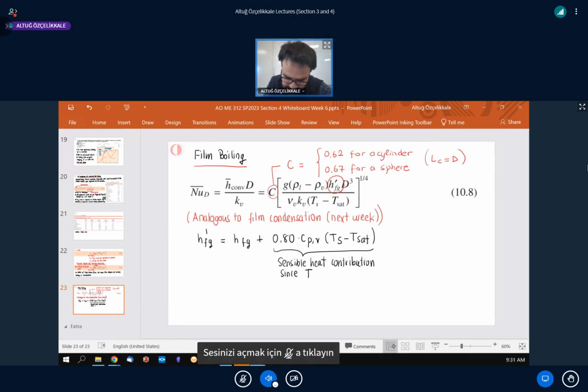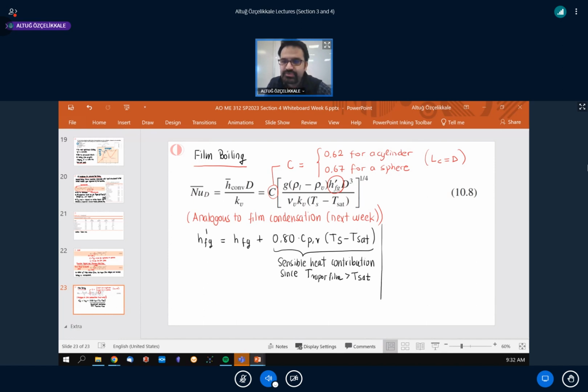Since the temperature of the vapor film overall is greater than saturation temperature, actually much greater than, if you look at the chart, it is going all the way to the thousands, the question is how do you evaluate the properties? This is developed based on film condensation, considering the formation of a boundary layer over a surface. Therefore, the temperature of the film is going to be somewhere between the surface temperature and saturation temperature. We are evaluating our properties at the film temperature.